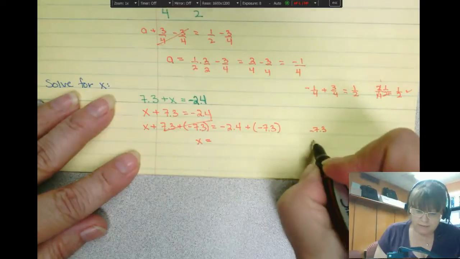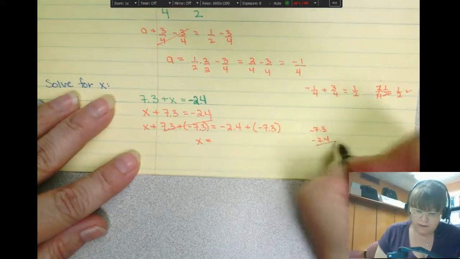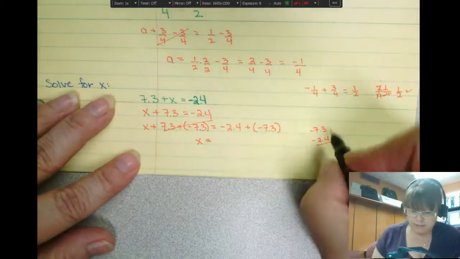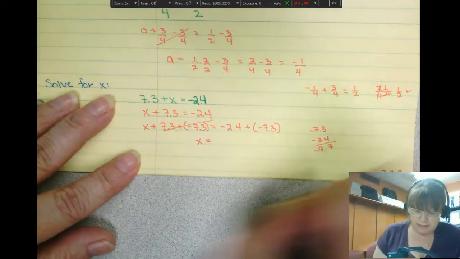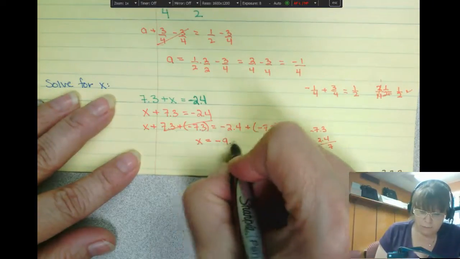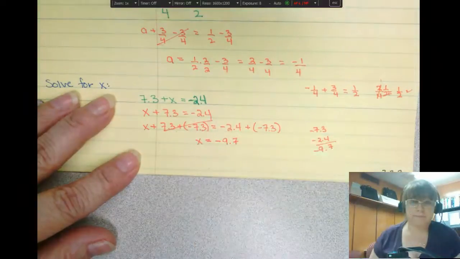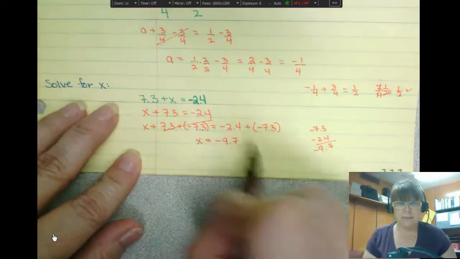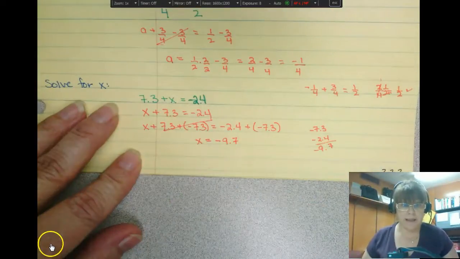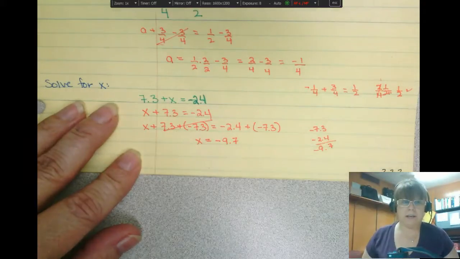7.3 negative 2.4. I like vertical addition. 7, 9, negative 9.7. Now I would recommend that you plug this back in and verify that your answer is correct, but I'm not going to do that right now.